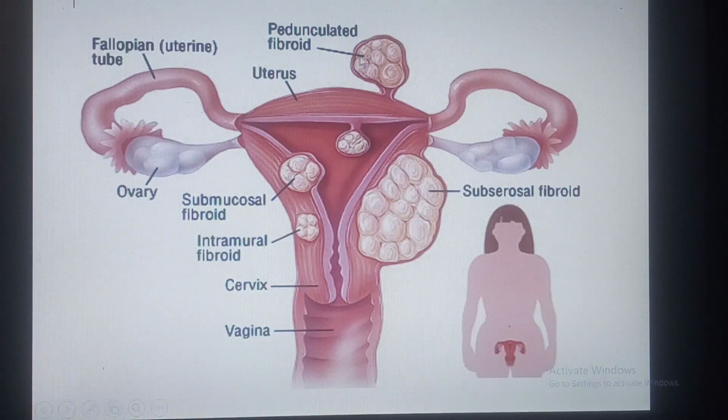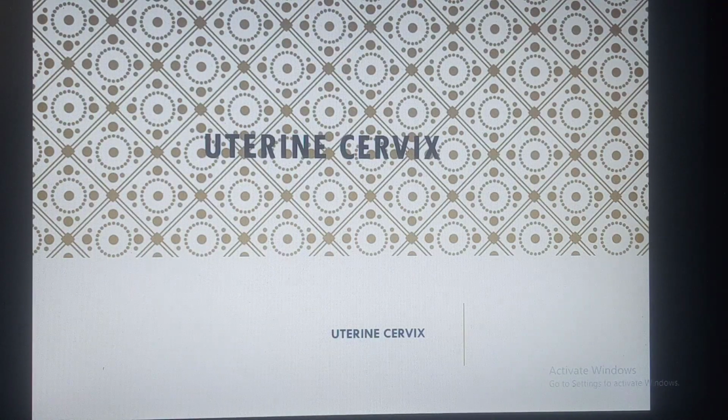Then we can also have what we call the pedunculated fibroid. So we can have fibroids inserted in several areas as far as the uterus is concerned, but actually it's going to be benign. It's not cancerous. So that was the uterus. Now let's quickly look at the cervix.